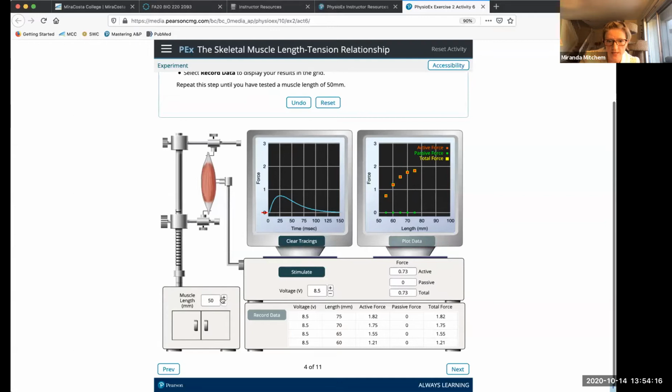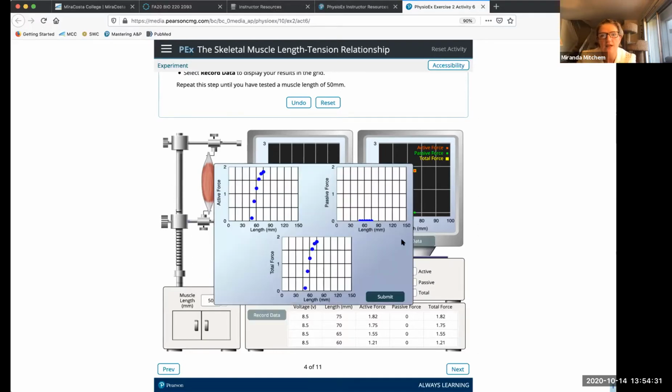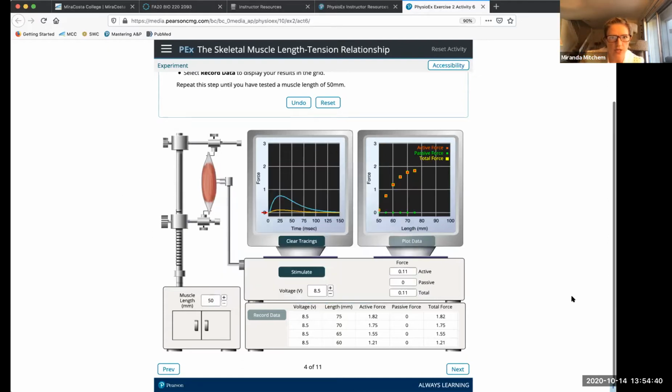And our last setting is at 50. We're going to stimulate. Whoa. Look how much lower it is. I left the previous tracing on it, but it's helpful to see it. Okay. Record data, plot data. Okay, so now we're all the way down here. So the muscle's too short to work properly now, is the easy interpretation of this.